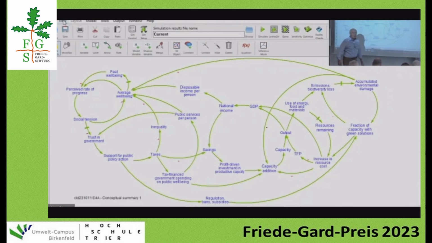And now comes the important thing. The capacity in global society, in our view, consists of two things: the private sector capacity and the public sector capacity. We don't only look at one aggregate capacity, we have the two, which is important because we want to explain well-being, and well-being depends on the split between the two capacities. To stress this point, we say that private capacity is determined by, and we write the long word here, profit-driven investment in productive capacity.